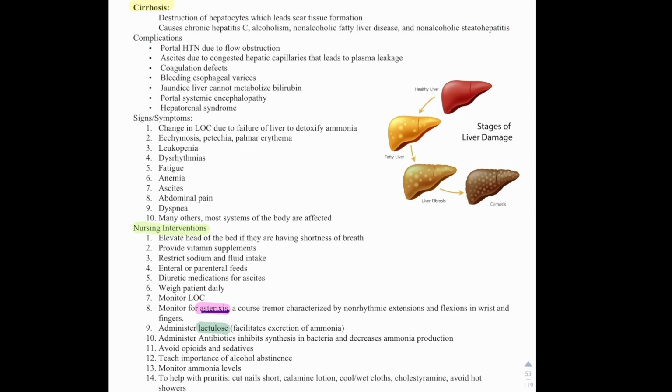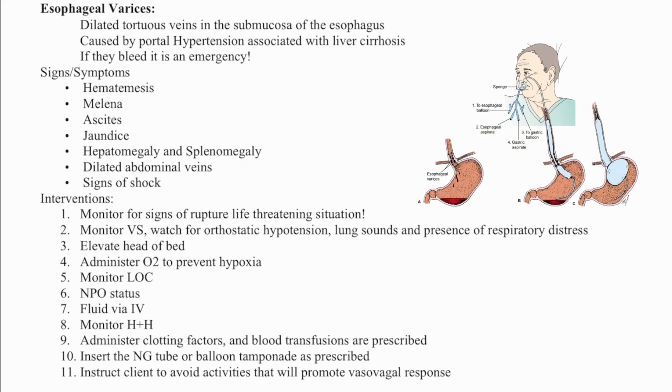Administer antibiotics. This inhibits the synthesis in bacteria and decreases ammonia production. Avoid opioids and sedatives. Teach the importance of alcohol abstinence. Monitor ammonia levels. And to help with pruritus, cut nails short, calamine lotion, cool wet cloths, avoid hot showers, and cholecystitis.